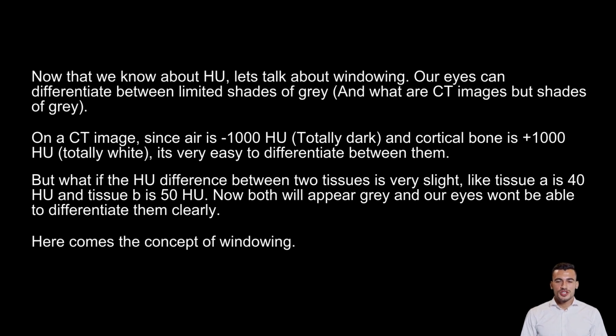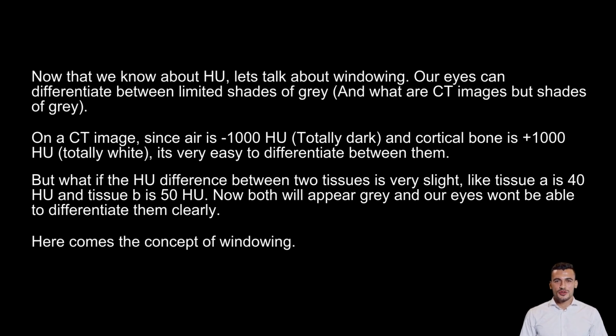Our eyes can differentiate between limited shades of gray and what are CT images but shades of gray. On a CT image, since air is minus 1000 HU, totally dark, and cortical bone is plus 1000 HU, totally white, it's very easy to differentiate between them. But what if the HU difference between two tissues is very slight, like tissue A is 40 HU and tissue B is 50 HU? Now both will appear gray and our eyes won't be able to differentiate them clearly.